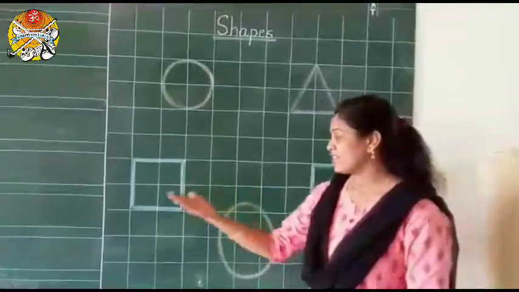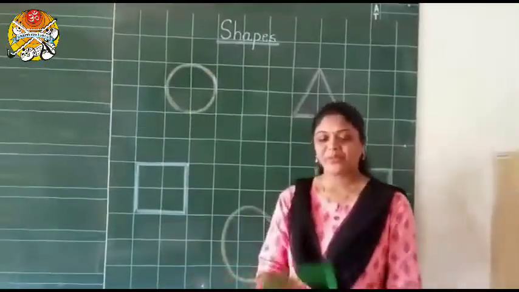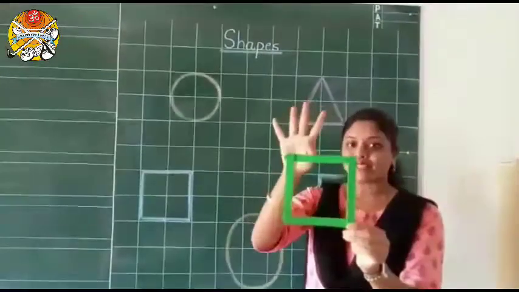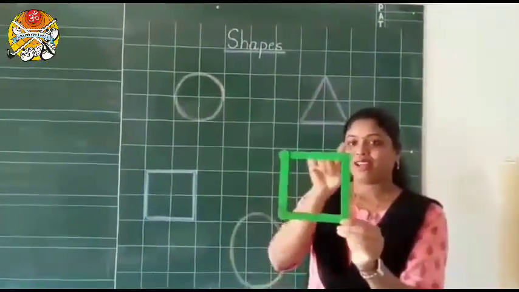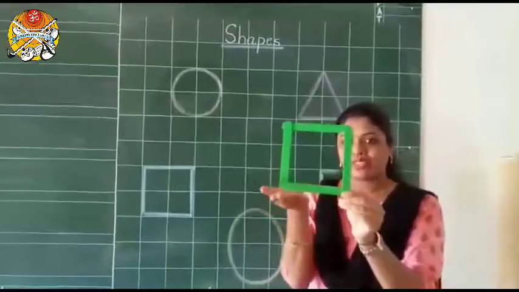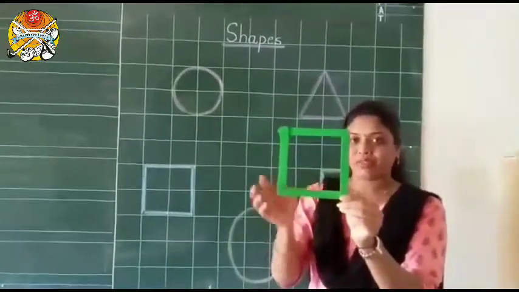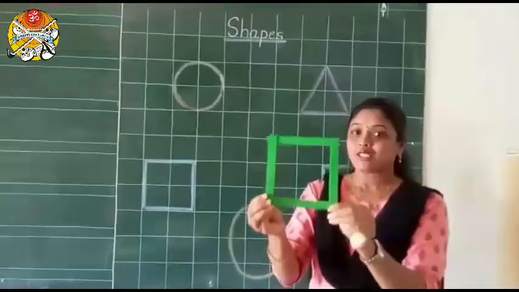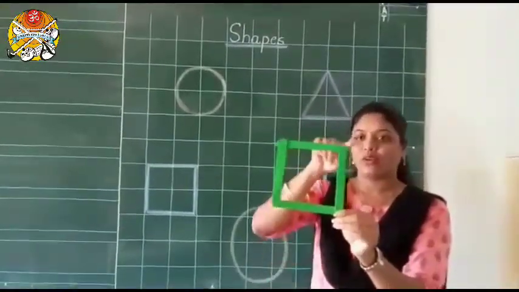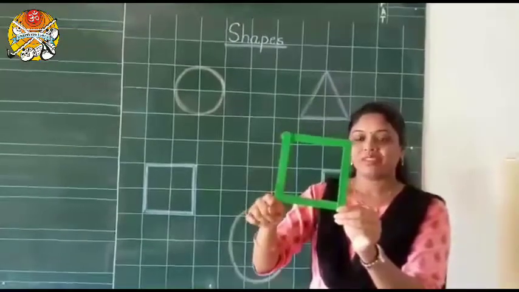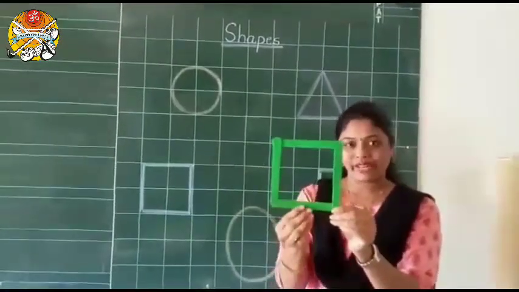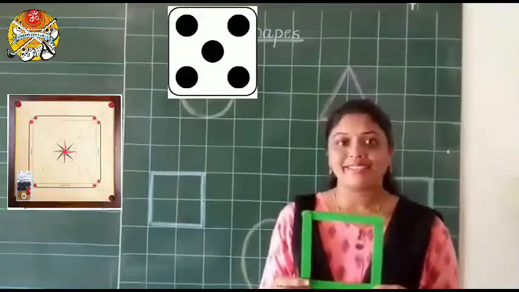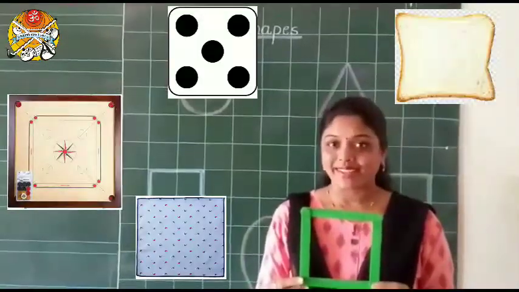The next shape is square. Square has 4 sides equal. 1, 2, 3 and 4. 4 sides are of same size, right? And square has 4 corners. 1, 2, 3 and 4. Examples of square are carom board, dice, handkerchief, bread slice.